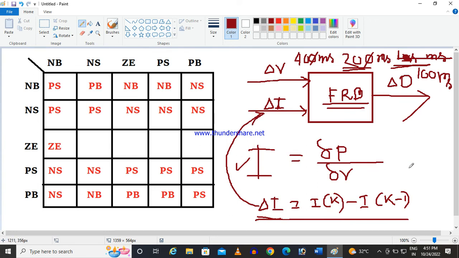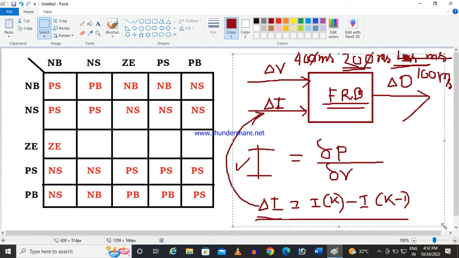Okay, so in this case we are not directly checking the del I. We are taking the product, and this product is giving the power. This change of power, I am dividing by change of voltage, and I am calculating the change of current. Directly I am not taking the change of current from the ADC. After this calculation we are taking it.